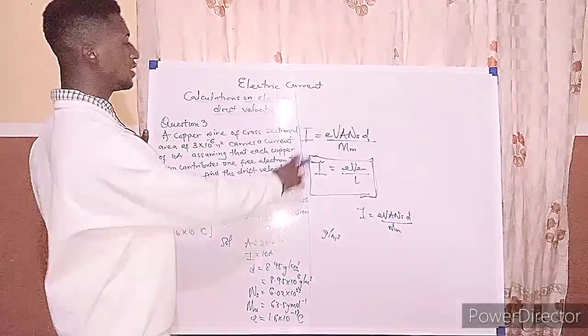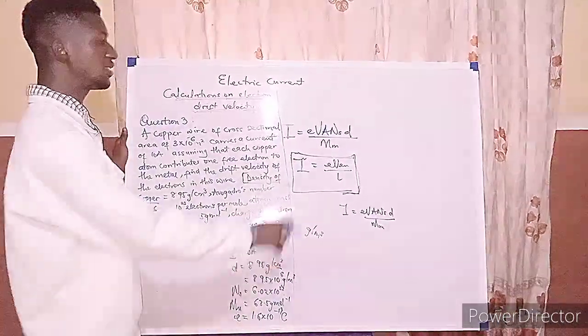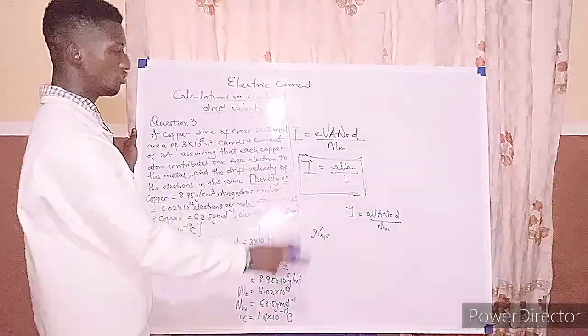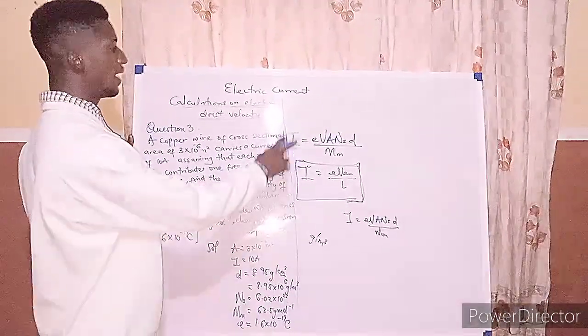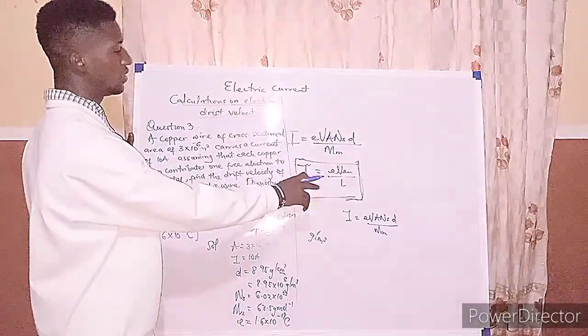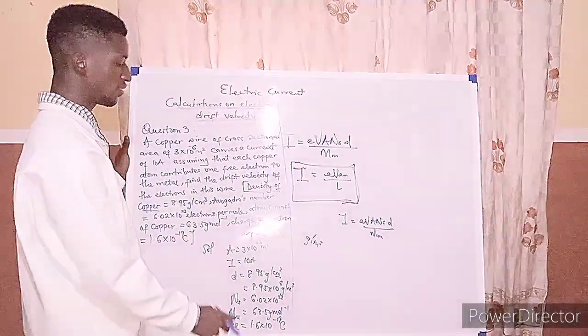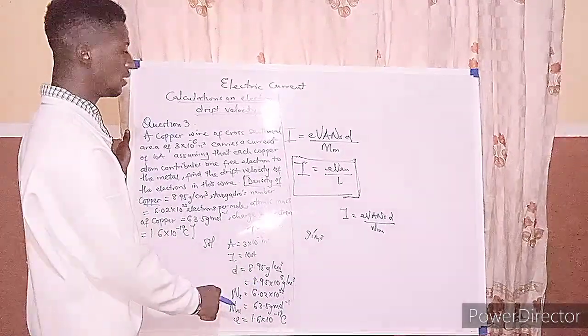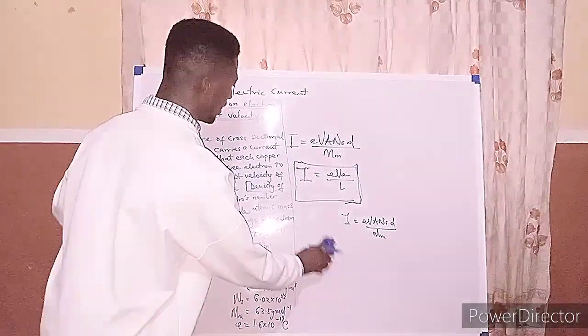What are we to use? Is it this formula or this formula? Don't forget, these are the formulas that we can use to calculate the electron drift. So which one are we using? Is it I = nAve, or is it the one with density? I know you've gotten the answer right, which is the one with density, because we're having our density. So let's use that as usual.